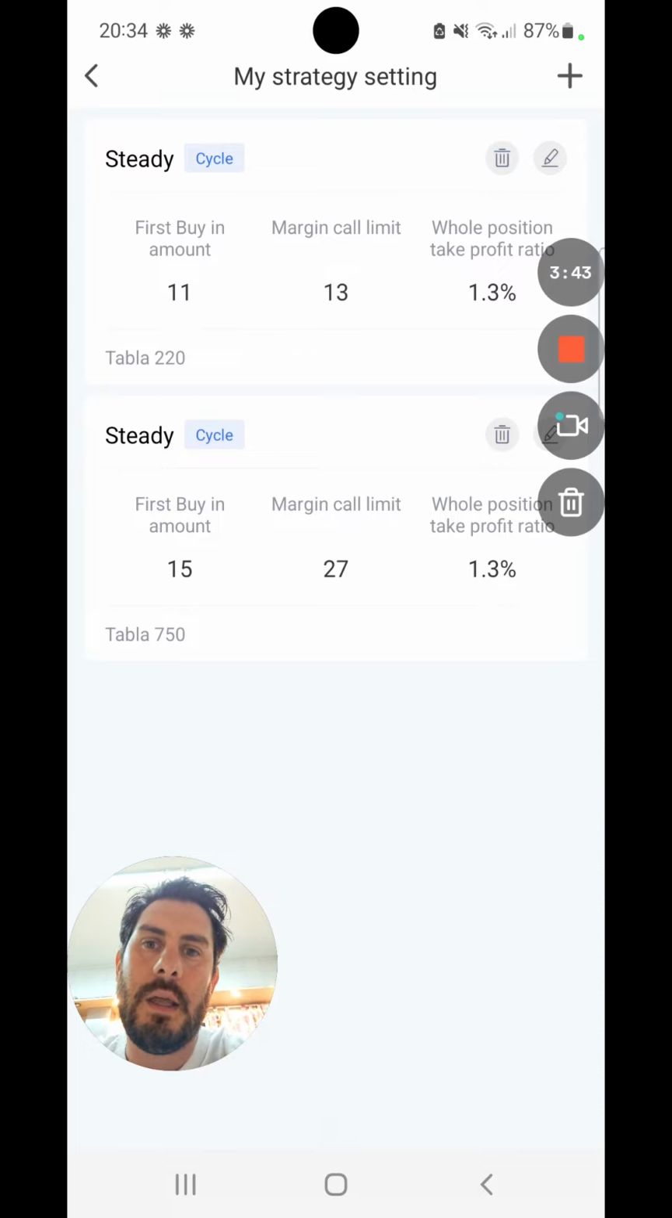This is the minimum USDT that I need to have in my Binance account. If I'm working with the 220 USDT, I must have 220 USDT, because if the market is going down, the robot has to have money to buy this crypto, and then it will sell it. And with the 750, I need to have that money for the robot to work.